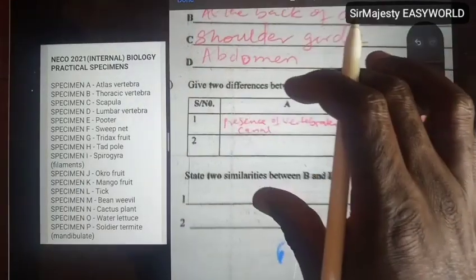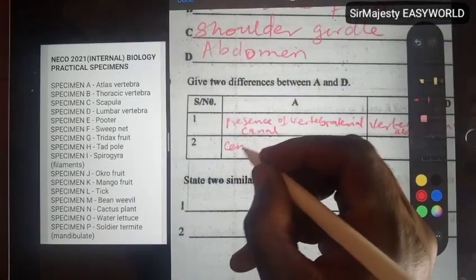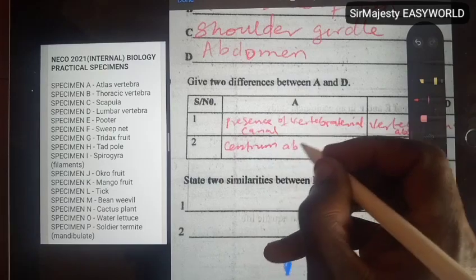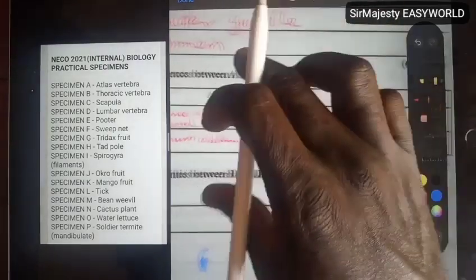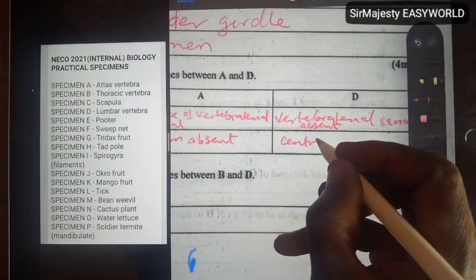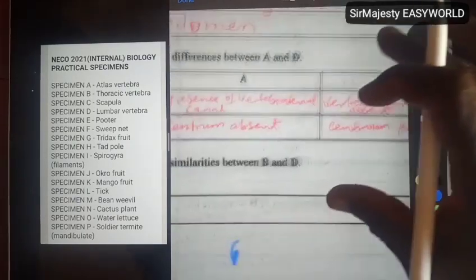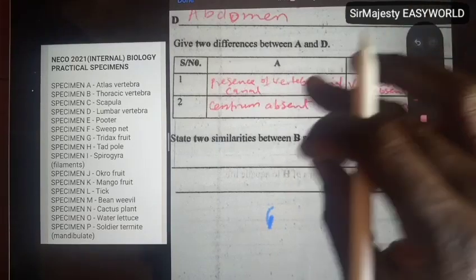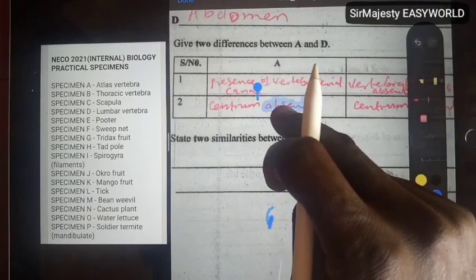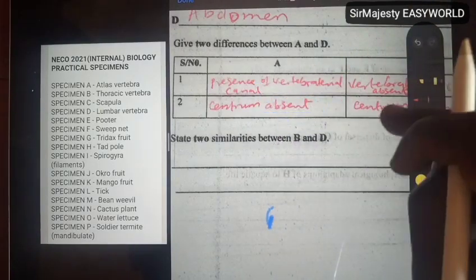Then secondly, centrum absent. Here centrum present, or body. Don't call it centrum, you can call it body. And remember that difference I told you. You can also say metapophysis absent in A but present in D.